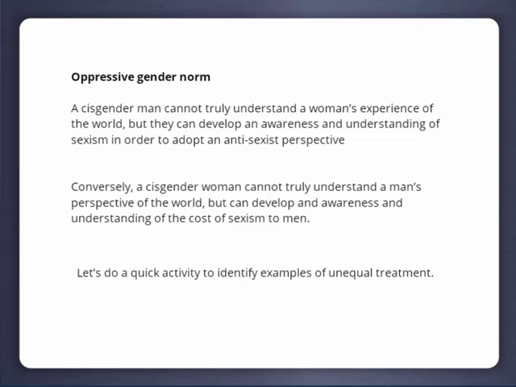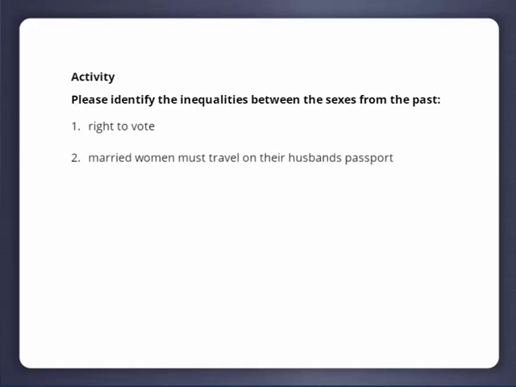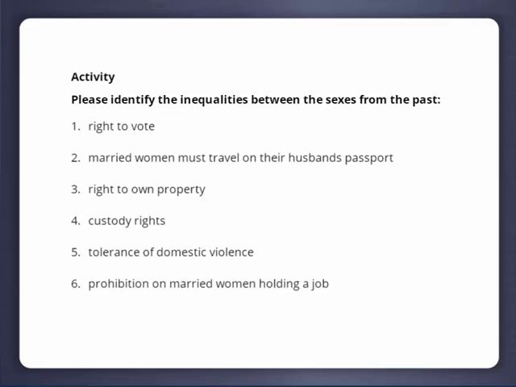Let's do a quick activity to identify examples of unequal treatment by gender. I want you to take a moment to identify the correct historical examples of unfair treatment of women. 1. The right to vote. 2. Married women must travel on their husband's passport. 3. The right to own property. 4. Custody rights. 5. Tolerance of domestic violence. And 6. Prohibition on married women holding a job. Which of the above are examples?